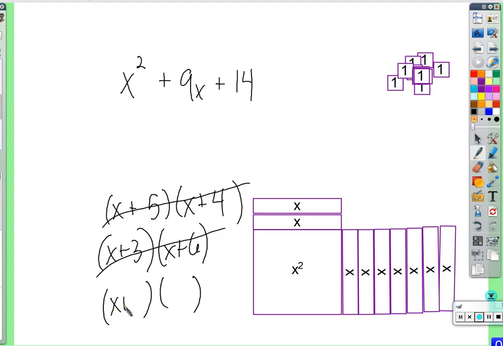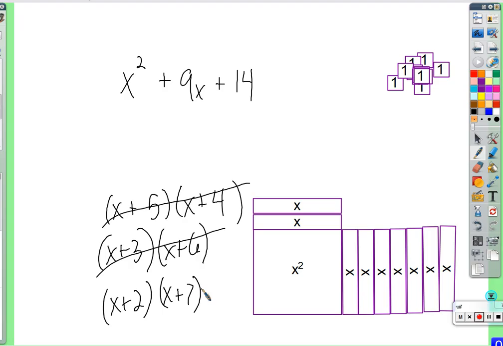Okay, now what do we have? I have x plus 2 times x plus 7. And how many squares would go here? 14, perfect. That's exactly what I needed. So if I make the rectangle x plus 2 by x plus 7, when I multiply it out, it'll come out to be x squared plus 9x plus 14. That's pretty cool. If you were able to build that rectangle and come up with these two binomials, it's something that eludes many students for a long, long time.